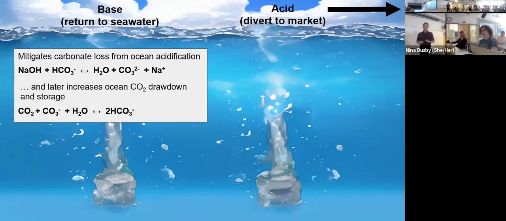What's that figure? Oh yeah, this is AI art generated by Hugging Face Stable Diffusion. I was just plugging in ocean alkalinity enhancement. Show me what you got. A lot of the background art comes from that.